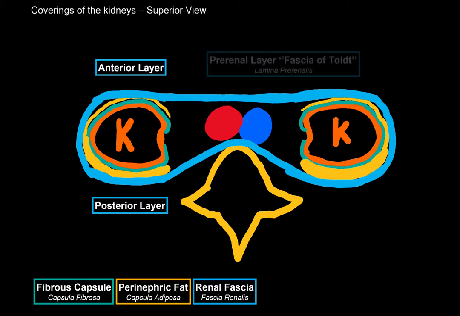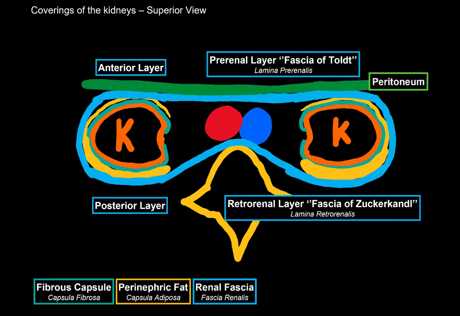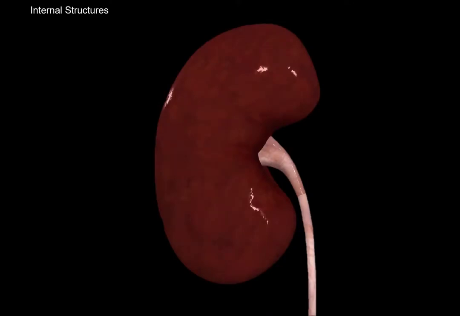Now the anterior layer, or the prerenal layer, is called the fascia of Toldt, while the posterior layer, or the retrorenal layer, is also called the fascia of Zuckerkandl, or however you pronounce it. And they both lie behind the peritoneum. And keep in mind that these two layers remain separated even below the kidneys, creating a space between them. So that's generally how the kidneys are covered.